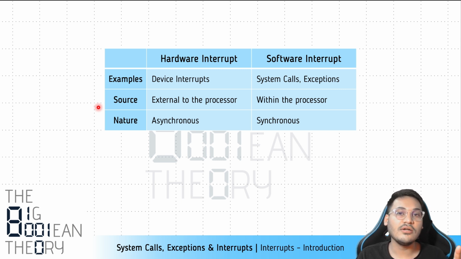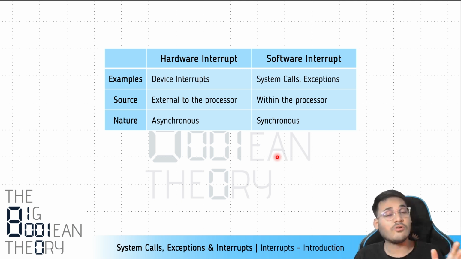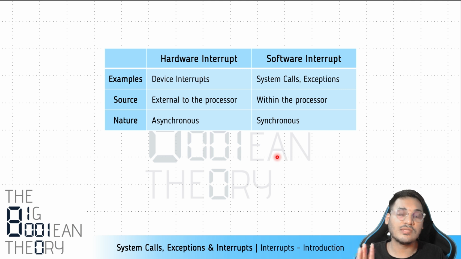So these were all the differences between the hardware and the software interrupt. So guys, this was it for this video. We discussed the concept of interrupts. We talked about hardware and software interrupts, and we also discussed the concept of interrupt driven IO. Finally, we talked about the different kinds of device interrupts, that is expected and random interrupts. And finally, in the last part, we compared hardware interrupts with software interrupts.